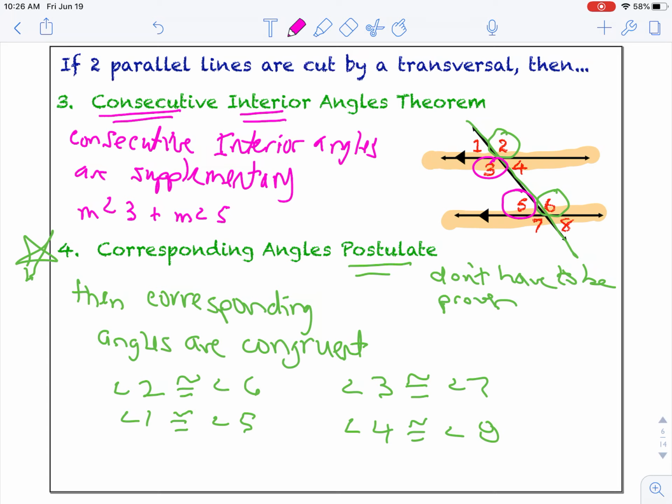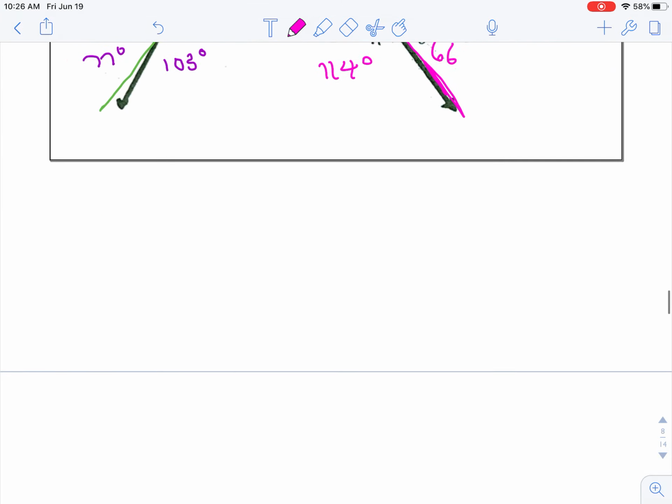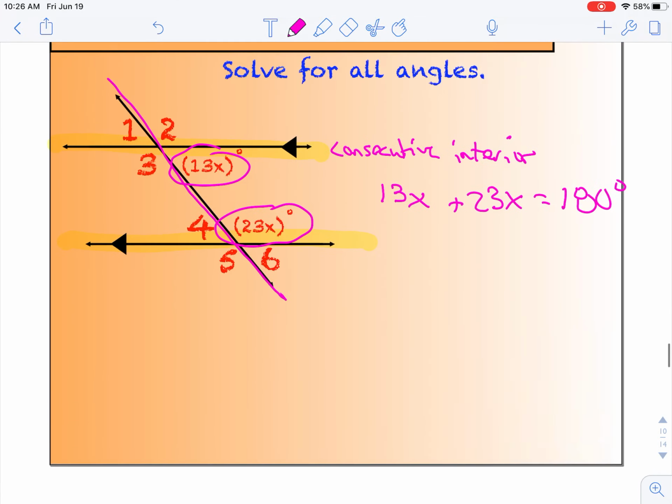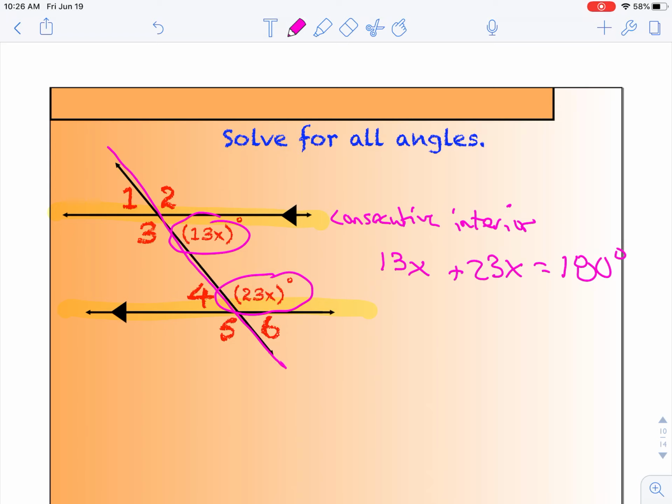So what that means is that the measure of angle 3 plus the measure of angle 5 is equal to 180 degrees. And likewise, the measure of angle 4 plus the measure of angle 6 is 180 degrees. Sorry about that. I apologize for not doing that in order. But now that gives us an opportunity to solve this.